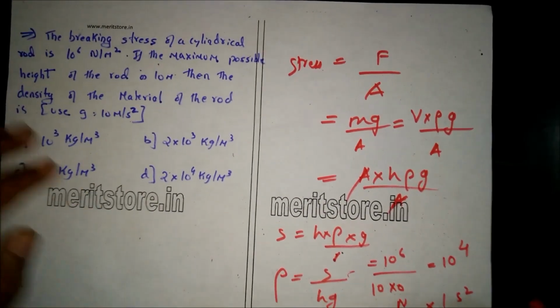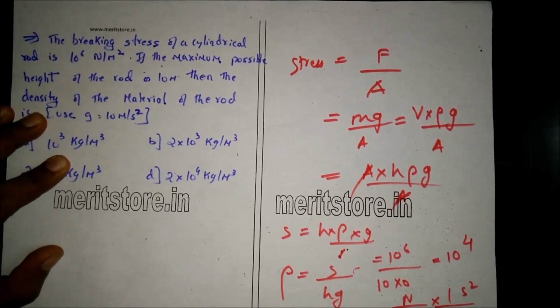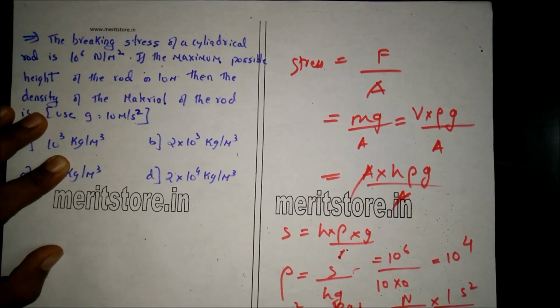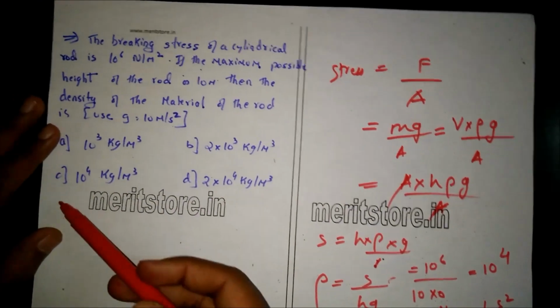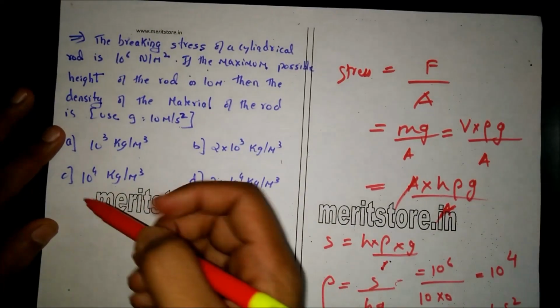So here the unit will be second square upon meter raised to 4 into Newton, which is kg meter per second square. The second square will get cancelled and it will become kg per meter cube. Therefore, the correct answer is 10 raised to 4 kg per meter cube, which is option C.